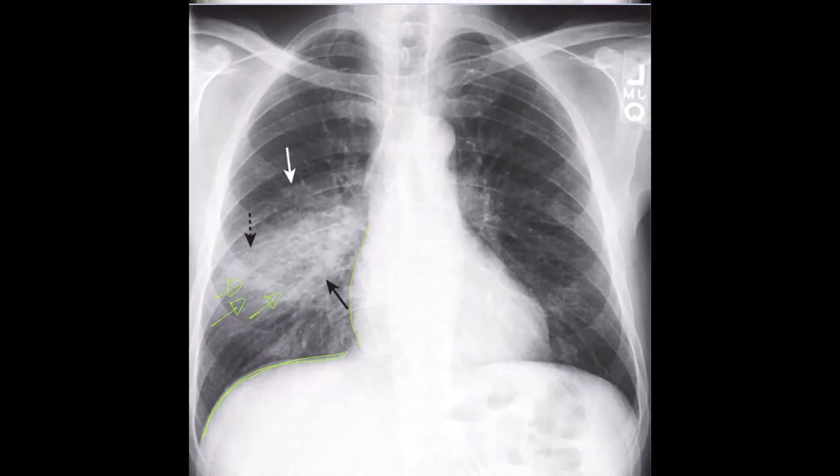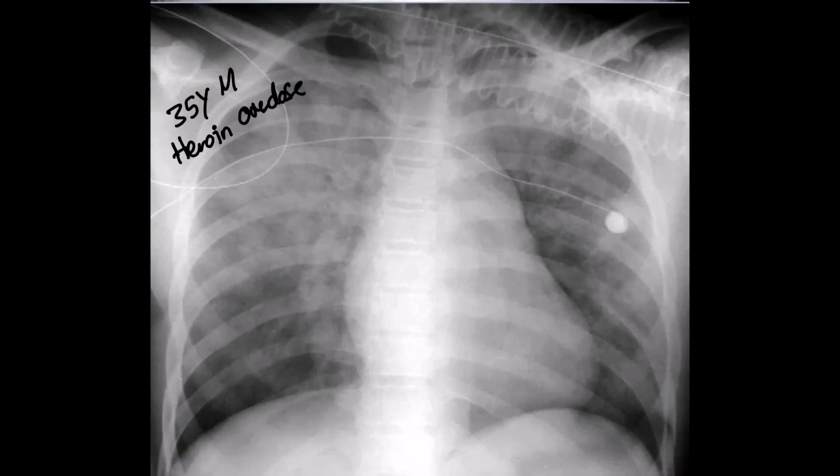And this is diagnostic of airspace disease, whether that airspace disease is APO, pneumonia, aspiration, or pulmonary hemorrhage. Right, now talking about this chest X-ray.